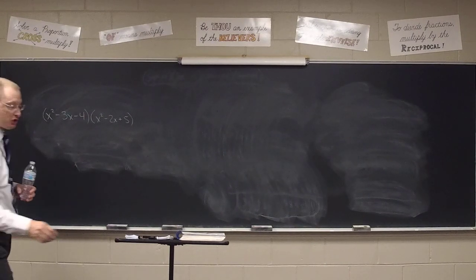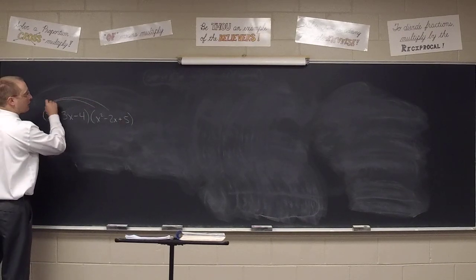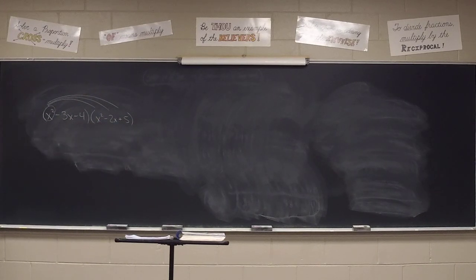All right, so let's go and take a look at this. The first distribution is going to be with the x squared all the way through the other polynomial, right? Don't do anything in here. I'm distributing to the other. What do we get, Adam? X to the fourth, positive 6x squared, positive 5x.